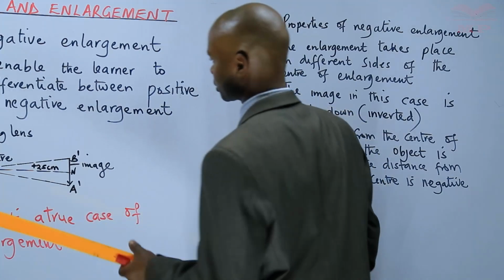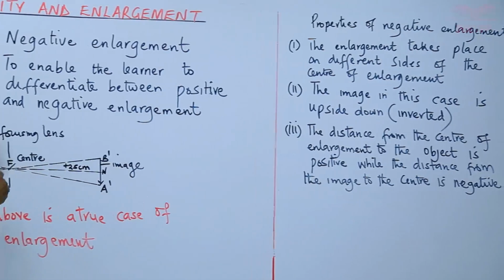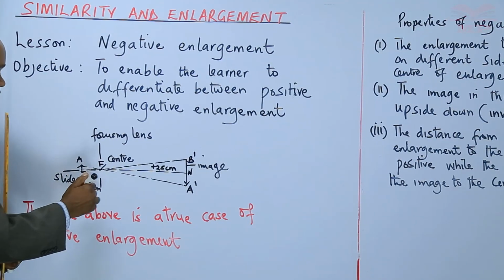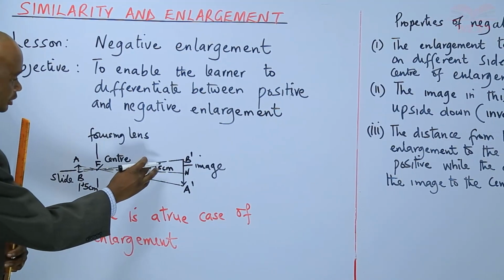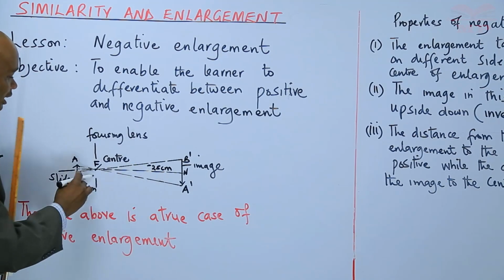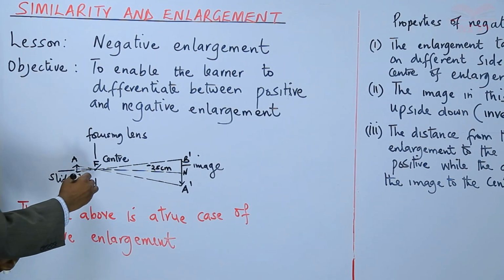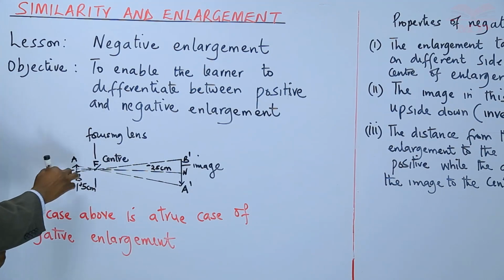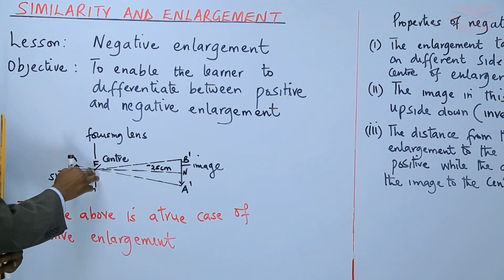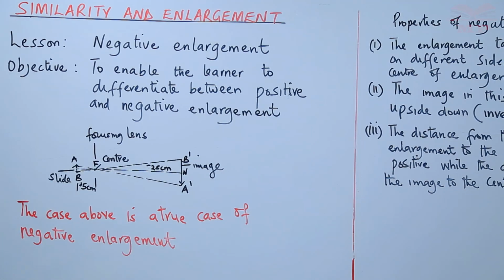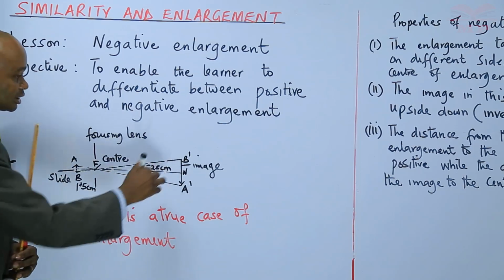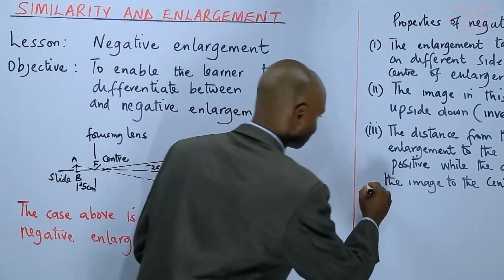So just a point of correction. Since we are coming from the realm of real life, this will be positive and this will be negative. Real life, positive. And when you get to the image side, that is negative. When you move from the object to the focal point, that is positive. But when you now get from the focal point to the image, that will be negative. So this brings us to this.